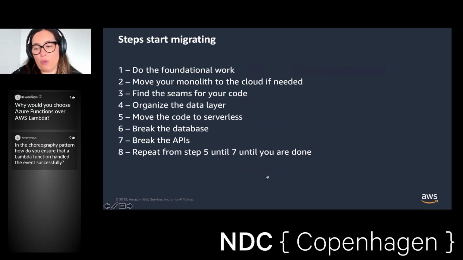And finally, if you want to go through all the steps: do your foundational work, move the monolith to the cloud, find the seams of your code, your bounded context, organize your data layer, move the code to serverless, break the database, break the API, and repeat from 5 to 7 until you're done and you're happy, happy, joy, joy.